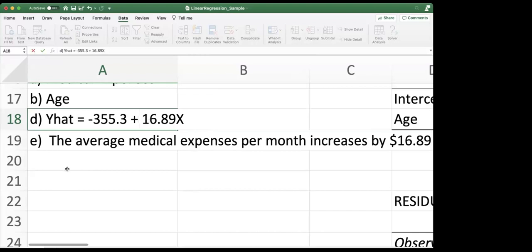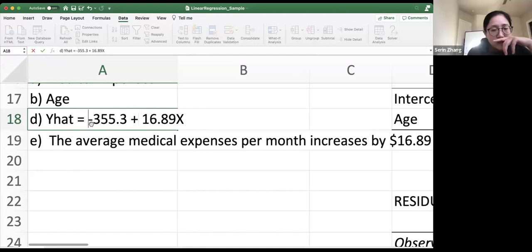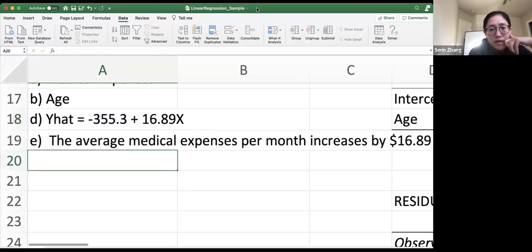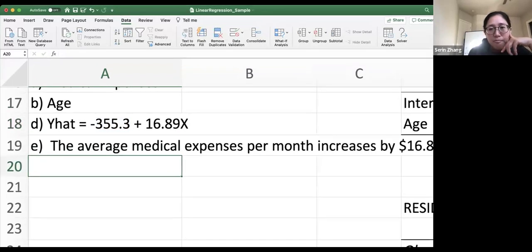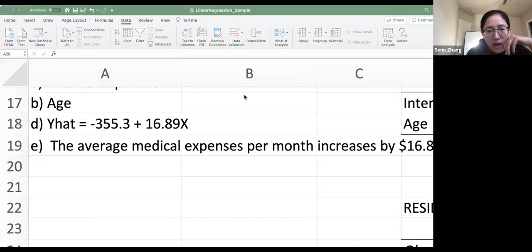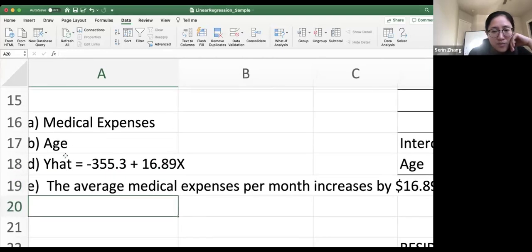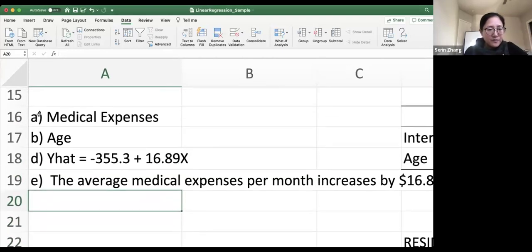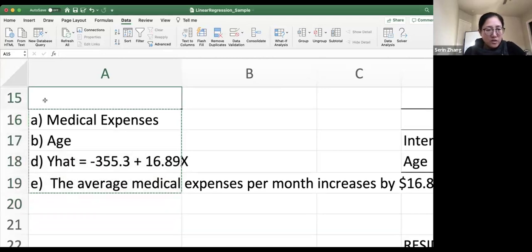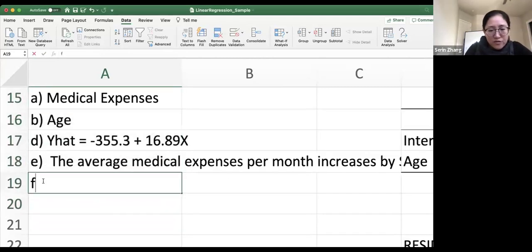What does the minus sign in front of the y part mean? This one is the y-intercept, so I'm going to answer that right now. That's for part F. Part F is interpret the intercept in context and put it in cell A19, but we'll put it in A20, but it doesn't matter. Let me just change it to A19. So that's for F.